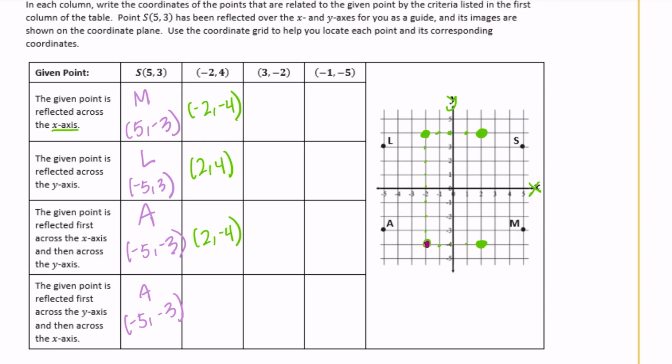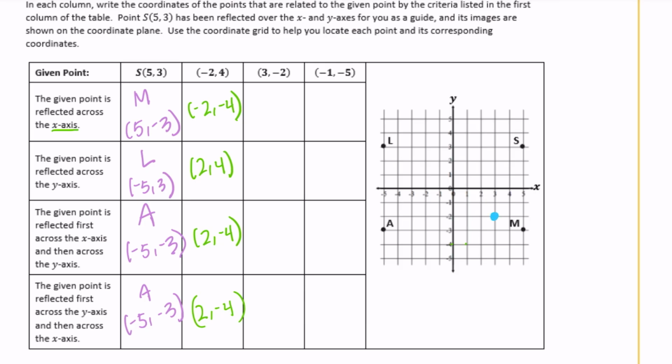And then the given point is reflected across the y-axis. So the last one, we started here, it's reflected across the y-axis, which gets us here, and then it's reflected across the x-axis, which gets us down there. So we're at 2, -4. Okay, let's do the next one. 3, -2. So I'm going to plot 3, -2 is right there.